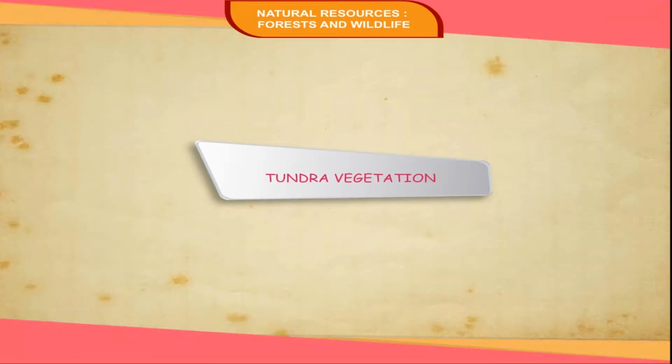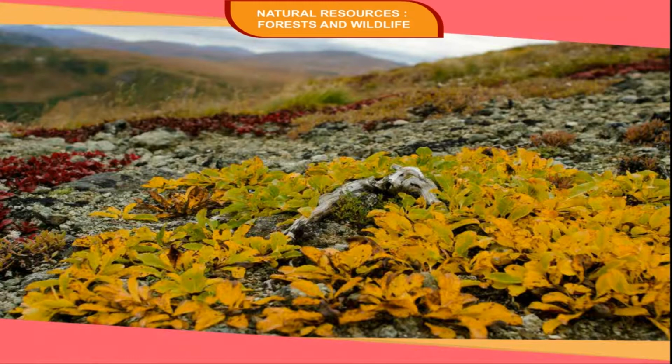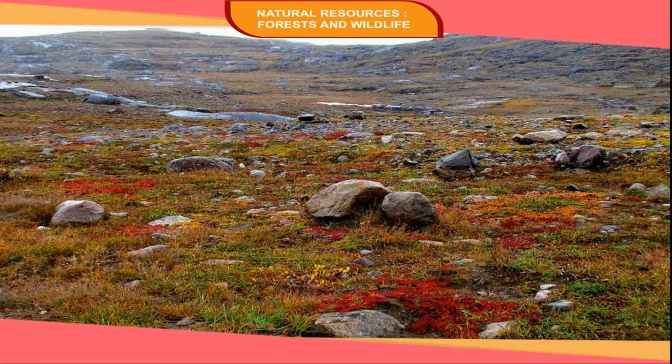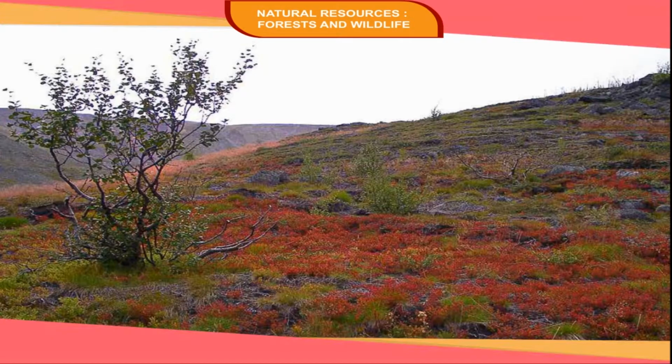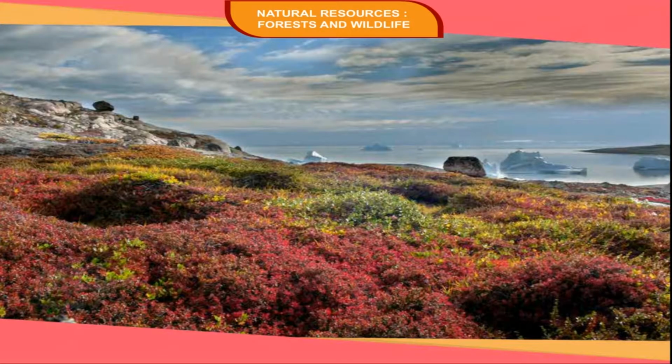Tundra vegetation. This type of vegetation is found in the north of the Arctic Circle and in the high altitudes of the northern hemisphere. The heavy snow cover does not encourage plant growth. The vegetation consists of mosses, lichens, and sedges. In the southern part, some long shrubs grow in the summer season.